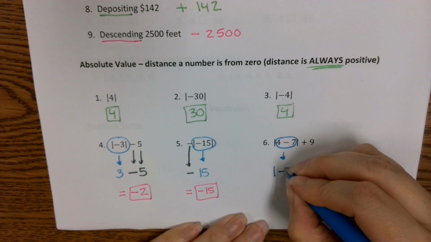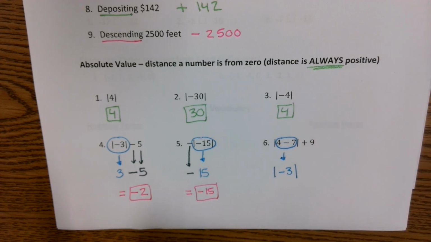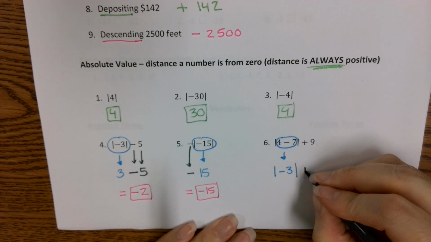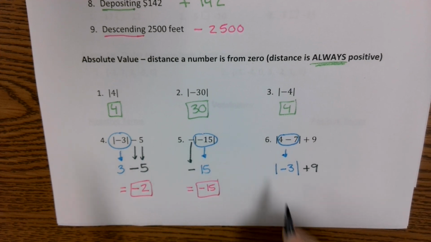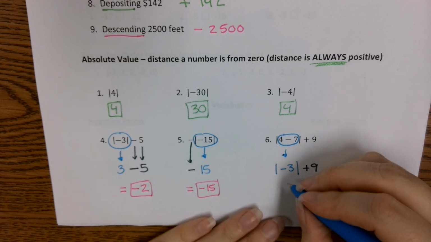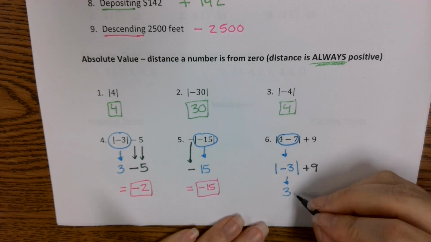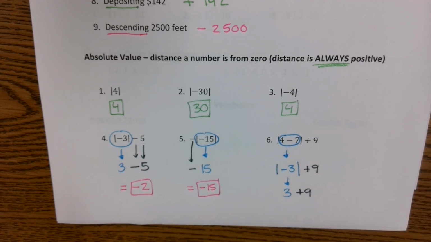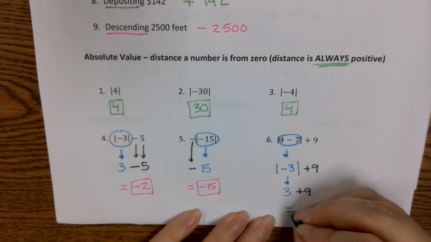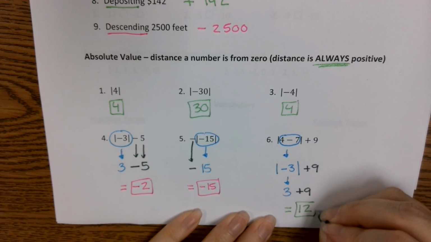So we have absolute value of -3 plus the 9. Well, I can't add the 9 yet because I still have to take the absolute value. What's the absolute value of -3? 3, right? Absolute value of -3 is 3. So then we get 3 plus 9. What's 3 plus 9? 12. So there's our final answer.